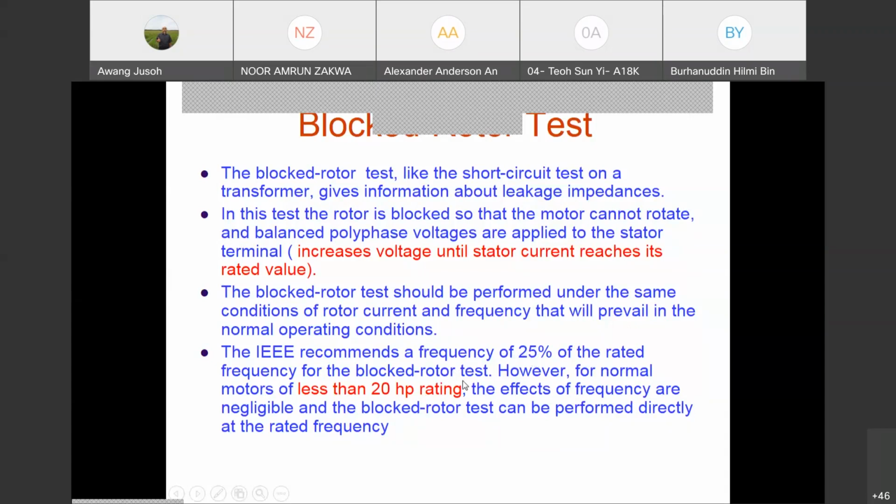For the low power machine, we don't need to change the frequency. For example, in our lab machine, we just use the same frequency of 50 Hertz, because the power rating is less than 20 horsepower. Okay, so that's the condition. We need to change the frequency to 25% of rated. Then we increase the voltage up to the rated current, and then we take the measurement.